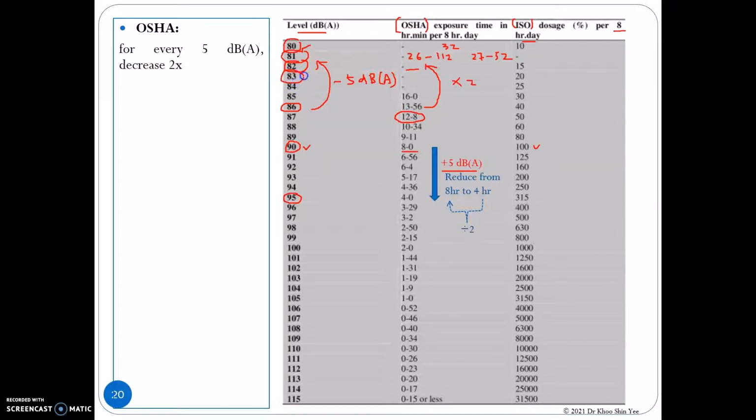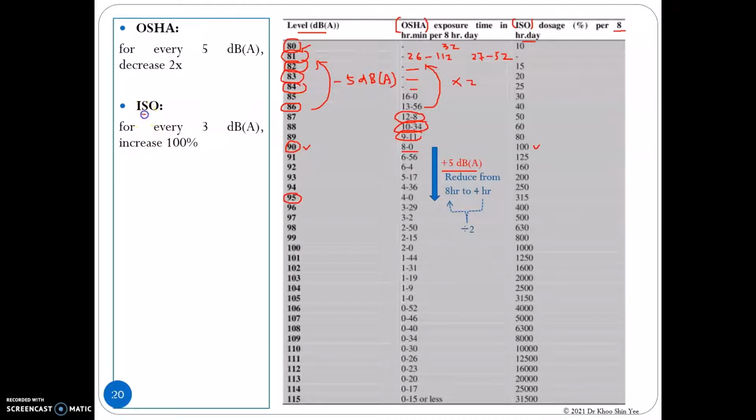Then you continue with the 83 dBA by taking 10 hours 34 minutes and multiply it with 2. Then you should obtain the answer here. Lastly, 84 dBA, you should obtain the OSHA exposure time equal to 9 hours 11 minutes multiplied with 2. So it gives you the answer here.